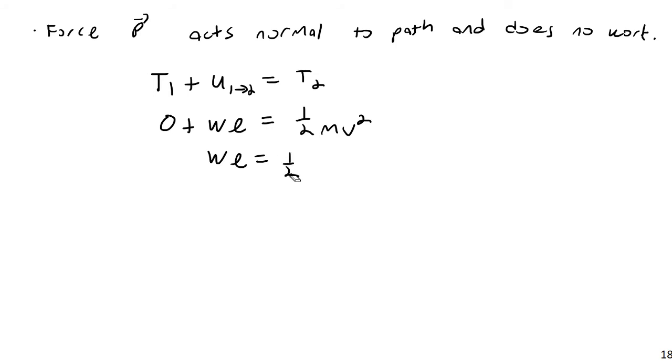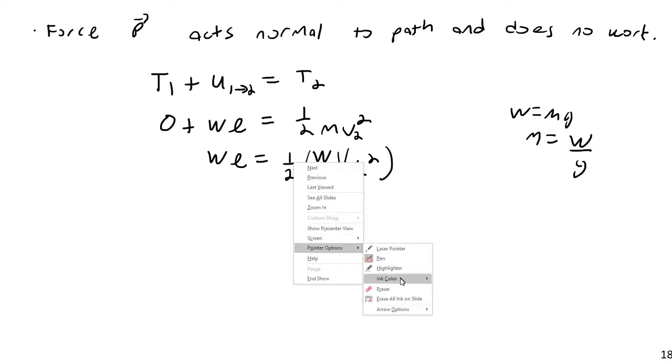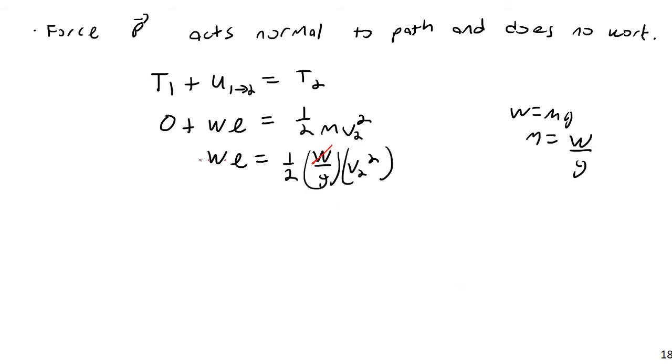Now, I know weight equals mg, so therefore mass is equal to weight divided by g. Let me replace that here. And this should be v2 squared, to be clear that we're talking about the velocity at point 2. So W divided by g times v2 squared, all of these things multiplied. And the W will simply cancel right out. By simple algebra from there, it's not too difficult to arrive at v2 equal to the square root of 2gL.